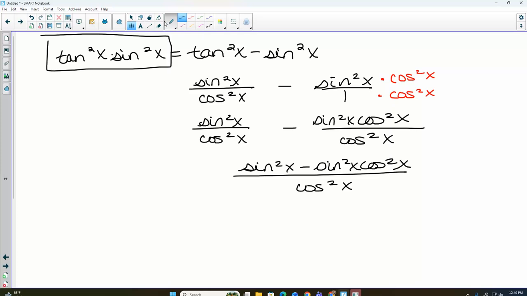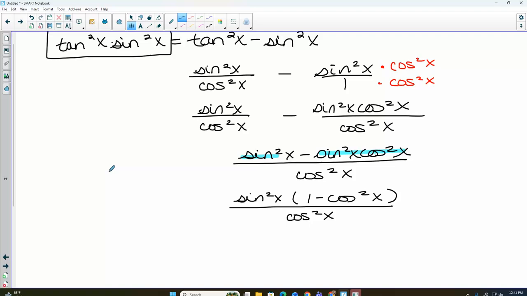Look at this numerator. I have two terms. What do they both have? What if I factor that out? Okay. This is all one term now, so we could split it up however we like. Since they're multiplied, only one of them has to be with the denominator. So I could put the sine squared over my cosine squared, and then 1 minus cosine squared.